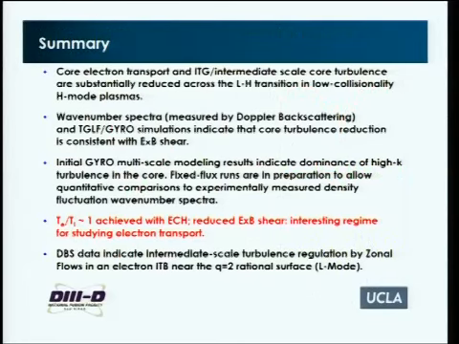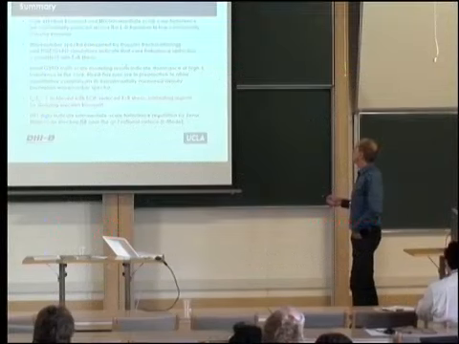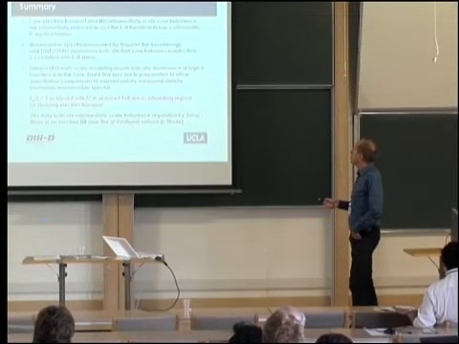So finally, in summary, we have looked at core electron transport in ITG and intermediate scale core turbulence. Both are found to be substantially reduced across the LH transition in low collisionality H-mode plasmas. The wavenumber spectrum measured by Doppler backscattering and TGLF and GYRO simulations indicate that the core turbulence reduction is consistent with E cross B shear. Initial GYRO multi-scale modeling simulations indicate the dominance of high-k turbulence in the core.